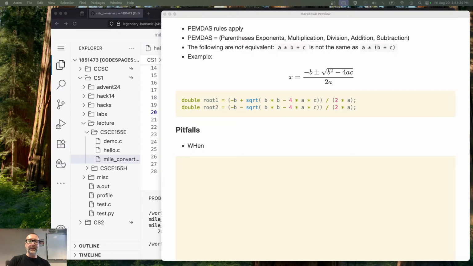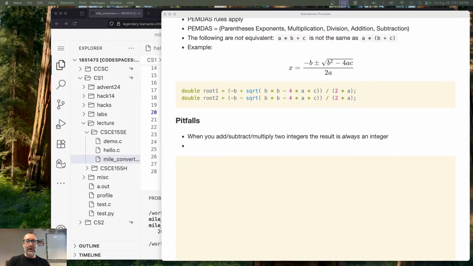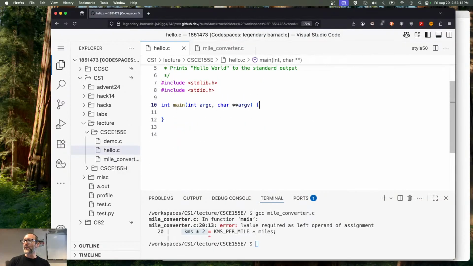When you add, subtract, or multiply 2 integers, the result is always an integer, both mathematically and in code. If I go 10 times 20, I'm going to get 200. That's still an integer, right? But also, when you divide an integer by an integer, the result is still an integer. That has some consequences. Let me come over to this demo code here and show you what the consequences are.